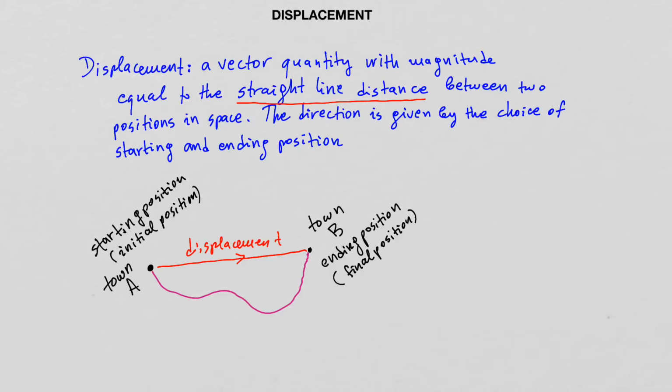Imagine that these two towns are somewhere in the mountains and there is no straight line path between the two. The only possible path to take is this path. That still doesn't change the definition of displacement between the two towns. It is just the straight line distance between the two towns. So this is very important. No matter what the shape of the path between the initial and final position is, the displacement between the initial and final position is always the straight line distance.